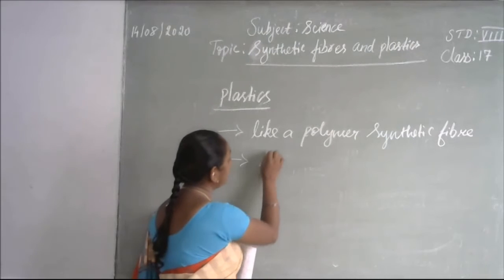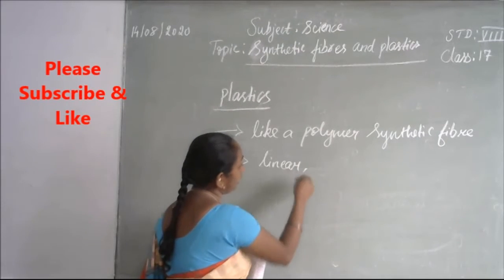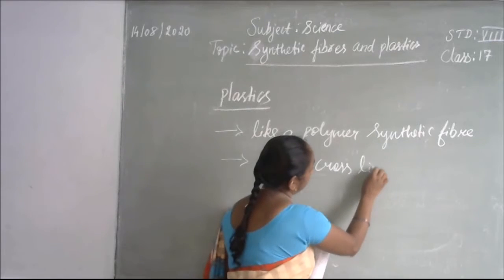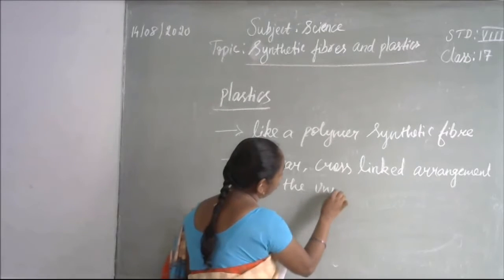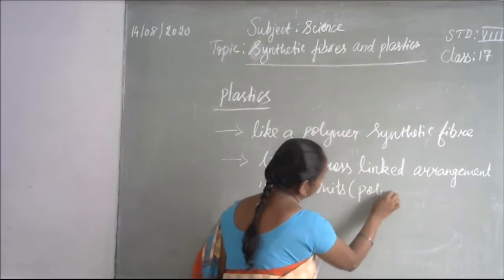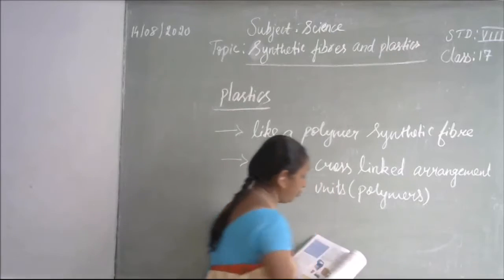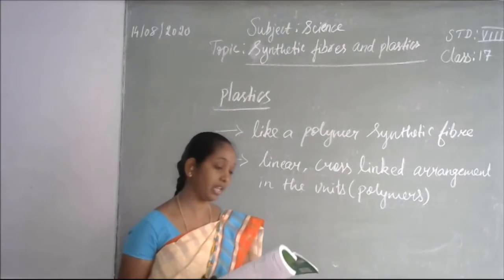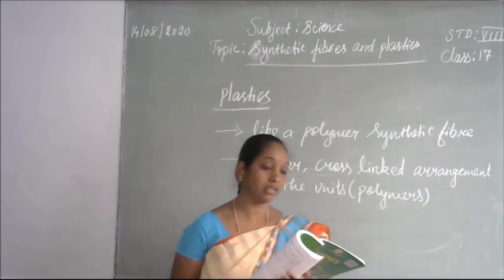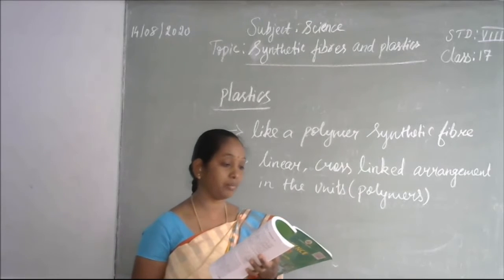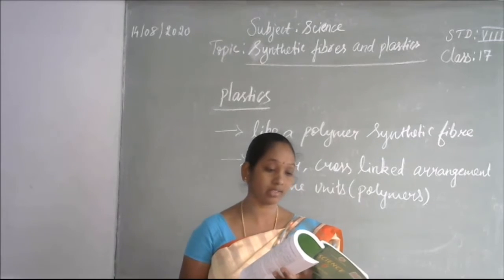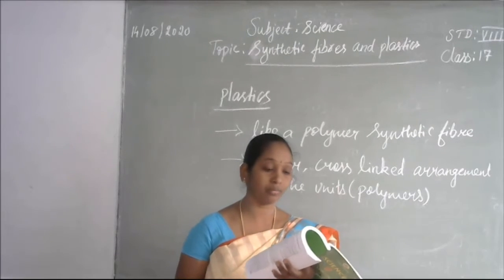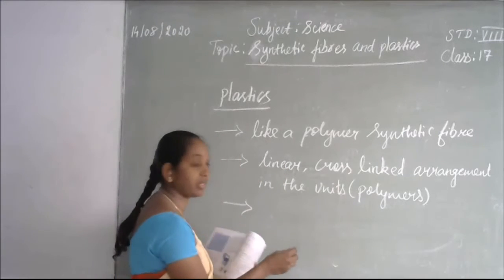Some of the plastics have linear arrangements and some are cross-linked. Because of this linear and cross-linked structure, you can make any kind of design or shape with plastics. Plastic articles are available in all possible shapes and sizes, as you can see. Have you ever wondered how this is possible? Because of this, plastic is easily moldable. That means you can make any shape from it.